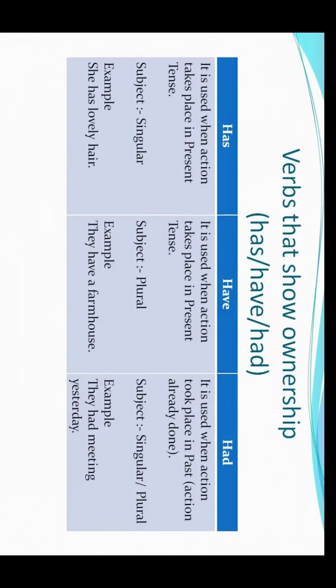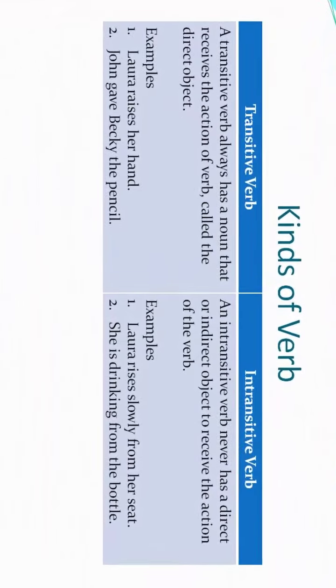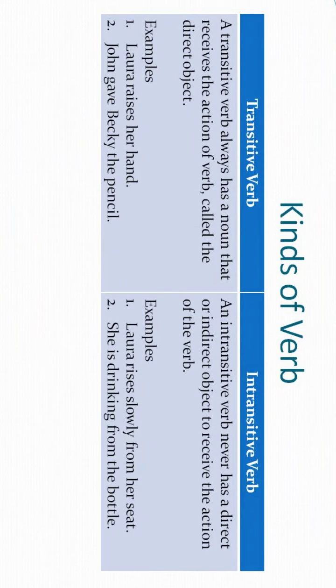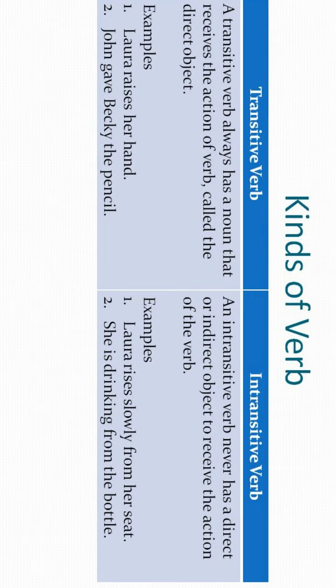So till here we studied in the previous session, and today we are having another session. In this session I have brought you the topic kinds of verb. Here we will learn about the kinds of verb. So how many kinds of verb are there? There are two kinds of verb. The first one is the transitive and the other one is the intransitive.